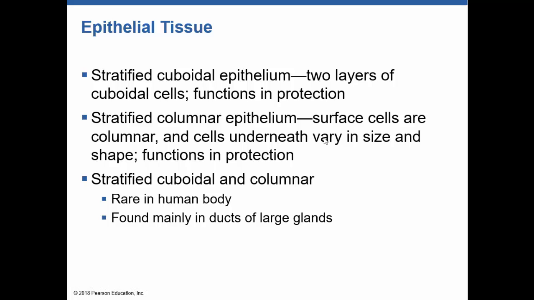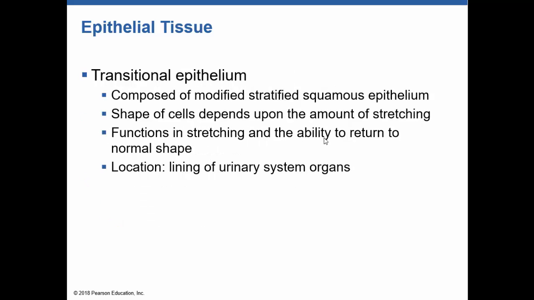Stratified cuboidal epithelium is two layers of cuboidal cells. They're also in protection. Stratified columnar epithelium are surface cells that are very columnar. We've seen what that shape looks like. And the cells underneath will vary in size. So the surface cells will have that columnar look, but others below may not. And then stratified columnar and cuboidal are kind of rare in humans, mostly in the ducts of large glands.